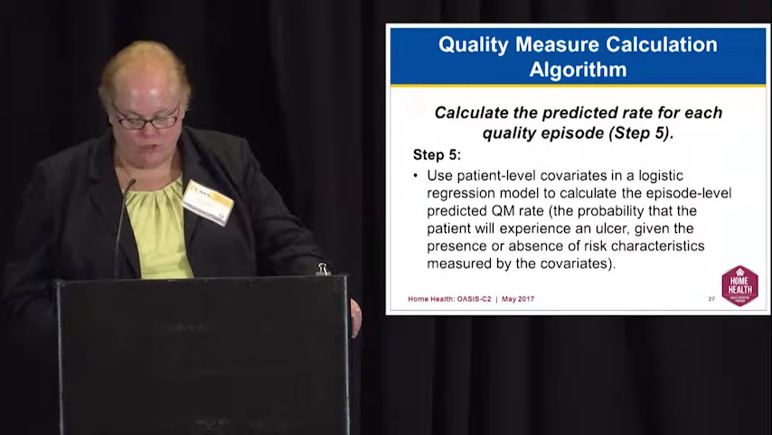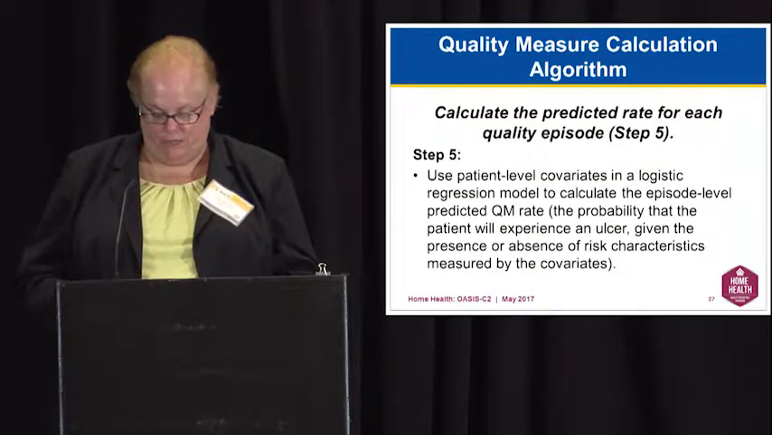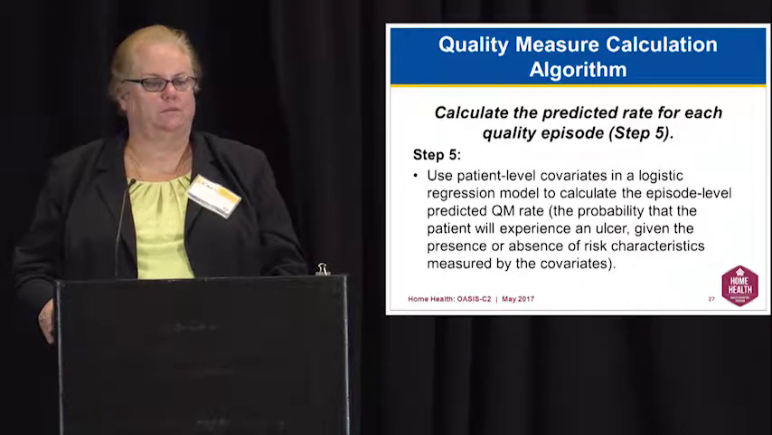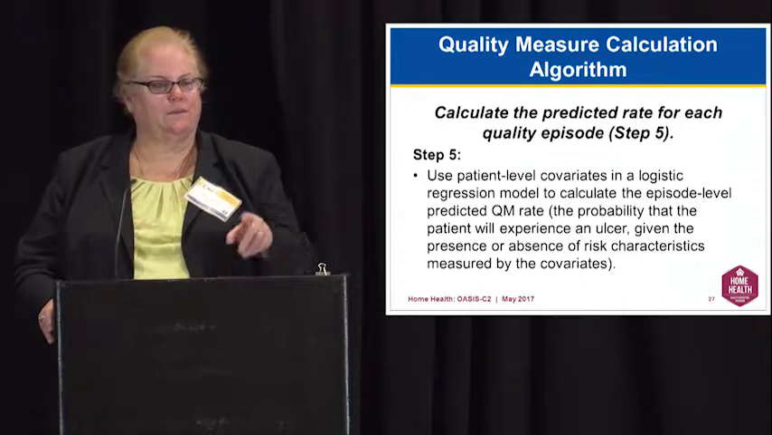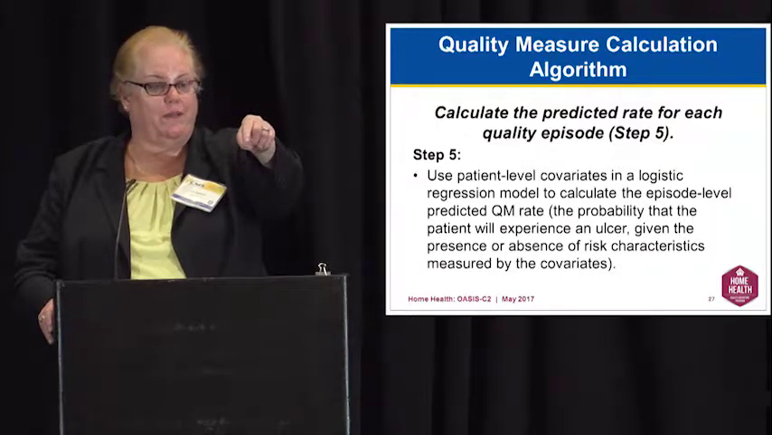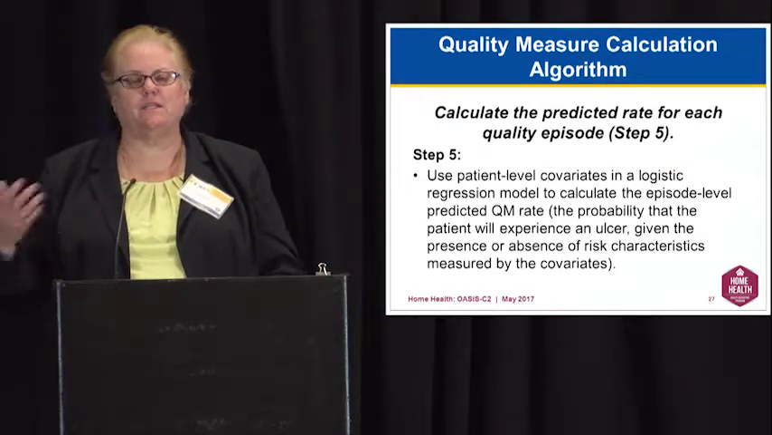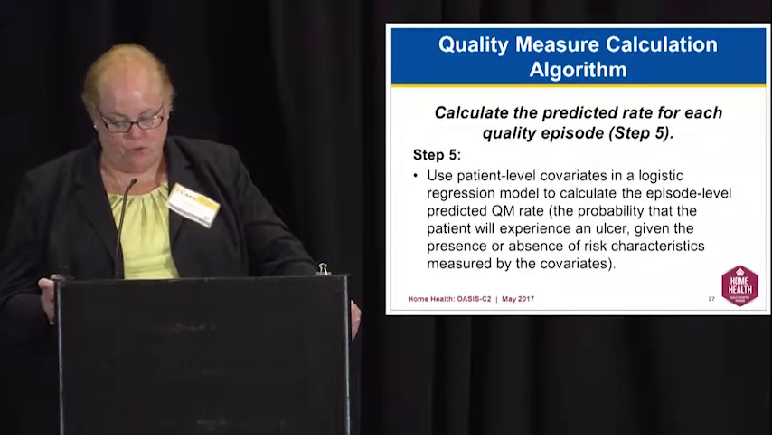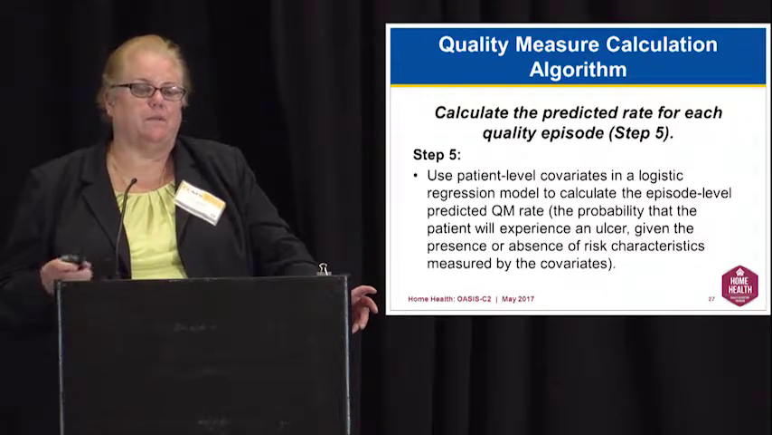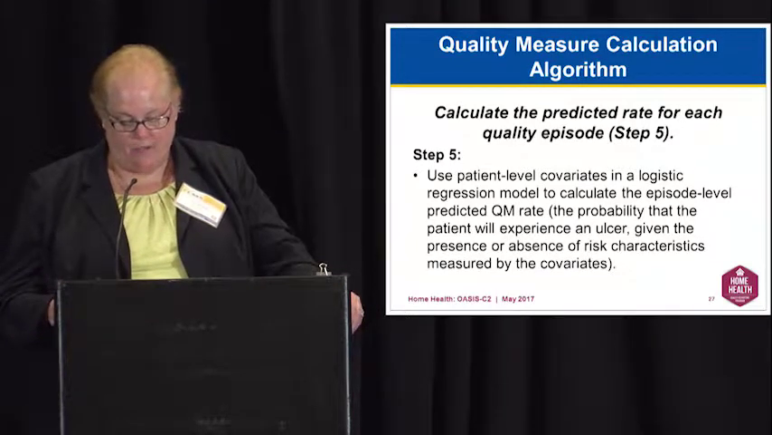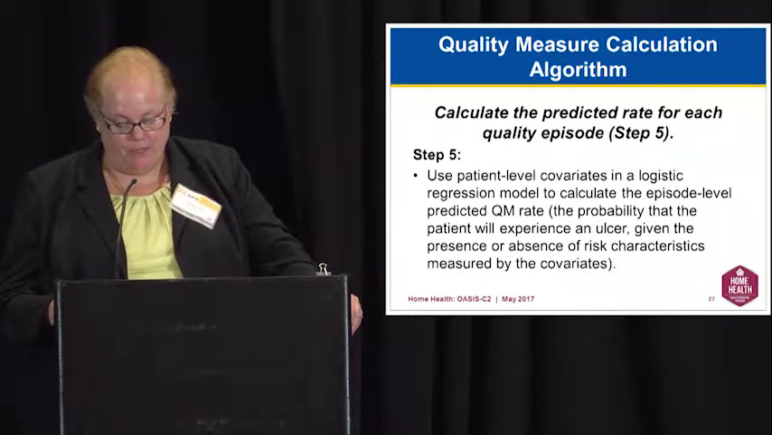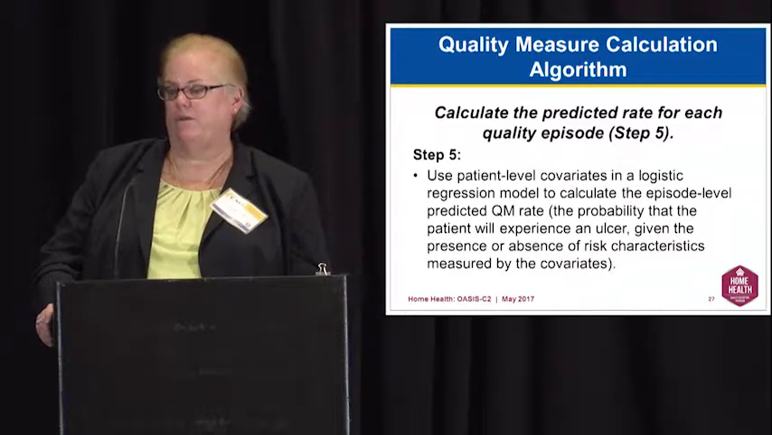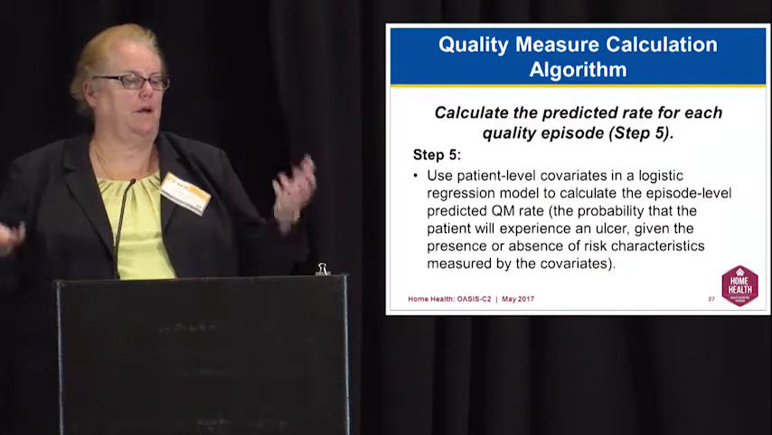Then step 5 is use the patient level covariates in a logistic regression model. How many people know how to do a logistic regression model? Okay, so the nice thing is this is done for you. This is getting into some complex math. So you just know that there is a mathematical process that happens to calculate this. And it's the probability that a patient will experience an ulcer given the presence or absence of risk characteristics measured by the covariates. So that's that risk piece of it.